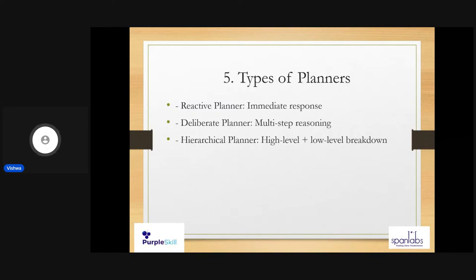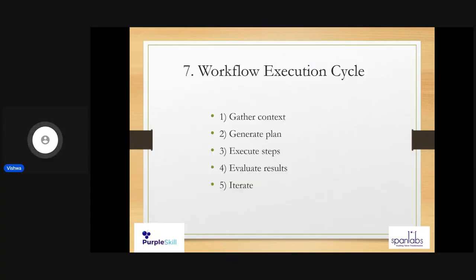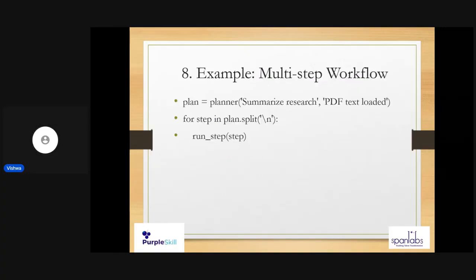So types of planners, we know reactive planner, deliberate planner, hierarchical planner. So multi-step reasoning, naturally, how to make this? It's very simple. When you give the prompt to generate the steps, you have to give this type of planners. And naturally, we will gather the context, generate the plan, execute the steps, evaluate the results, iterate, and keep on doing this again and again till the number of iterations which we set are satisfied, correct?